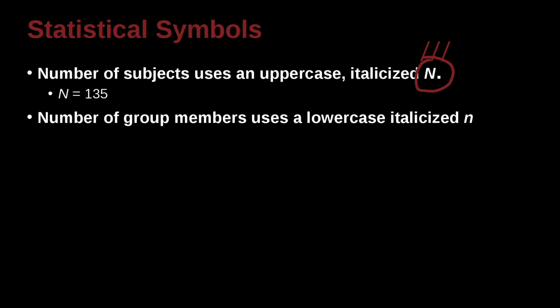Also, you have a group membership, which would be a subgroup, a subsample. And for that subsample or group, you use a small n. So big N is the overall sample. Small n is the subgroup sample. And again, pay attention to that n. It's a small n, but it's an italicized n.